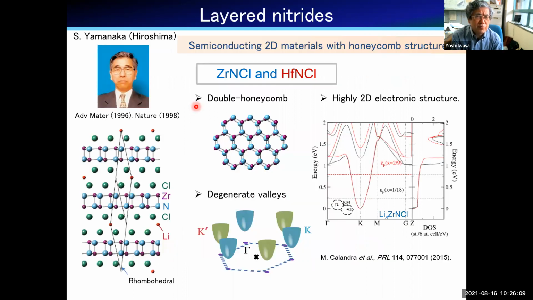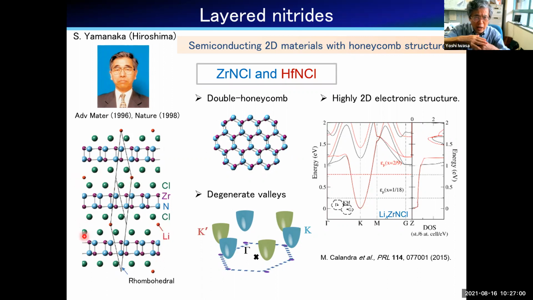So let me introduce this material. As you see here, this is zirconium. This is a layered material which forms a double honeycomb lattice. Each layer is formed by zirconium and nitrogen, similar to boron nitride, and this double honeycomb structure is sandwiched by chlorine atoms. So each layer is surrounded by chlorine and stacked with each other, and this space forms a van der Waals gap.